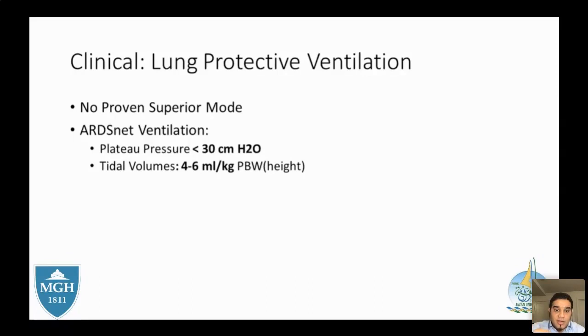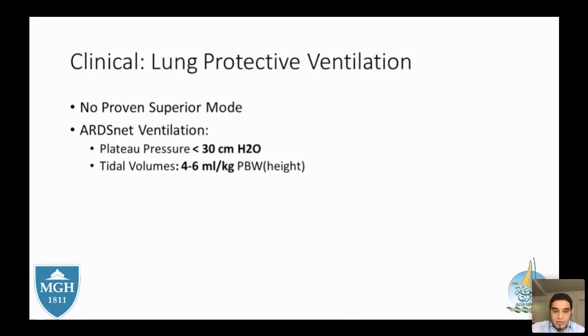So what about the tidal volume? To achieve lung protective ventilation, the goal is 4 to 6 ml per kilogram predicted body weight, not ideal body weight. That's in the ARDS-net protocol. So it's 4 to 6 ml per kilogram predicted body weight.